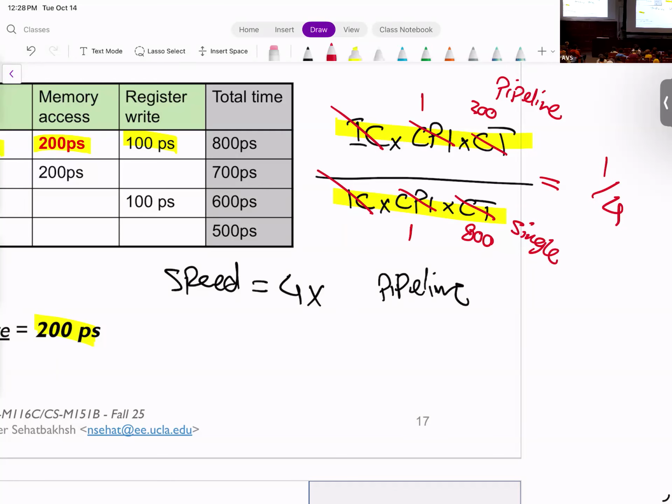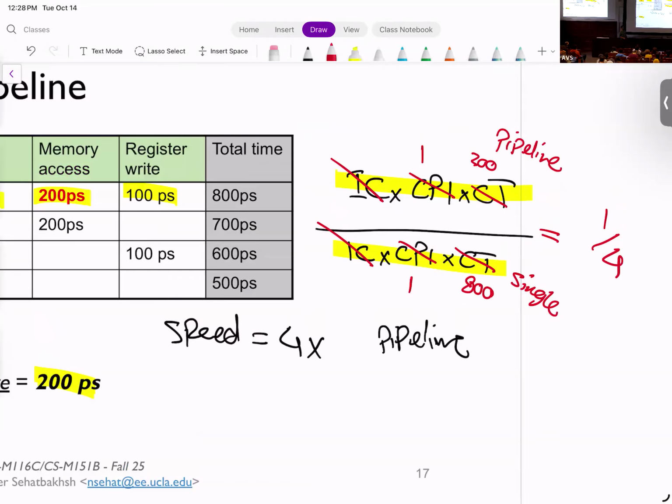No, we are just comparing single cycle with pipeline. We're not bringing the notion of multi-cycle. So multi-cycle would still have the CT of 200, but the CPI would have been 5, right? So you can actually compare it with this.